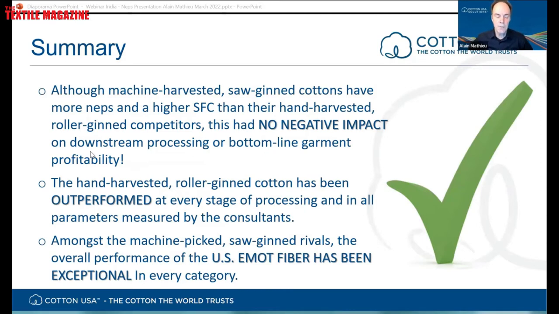This study has confirmed that although machine harvested sawgin cottons have more NEPS and a higher short fiber content, this had no negative impact on downstream processing or bottom line garment profitability. In this study, the hand harvested roller gin cottons were outperformed at every stage of processing and in all parameters quantified by the consultants. Compared to the other sawgin cottons, the US cotton has also demonstrated clear technical advantages, which translate into financial gains. From the CCI perspective, we are pleased that once again, third-party research has confirmed the superior performance of US cotton in yarn manufacturing and subsequent processing.